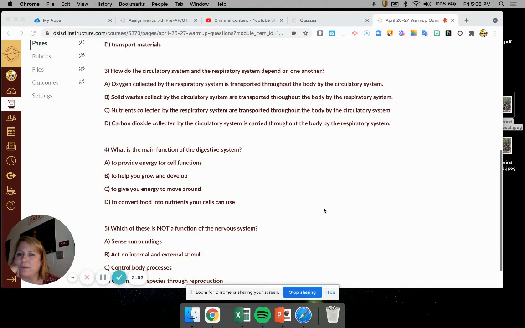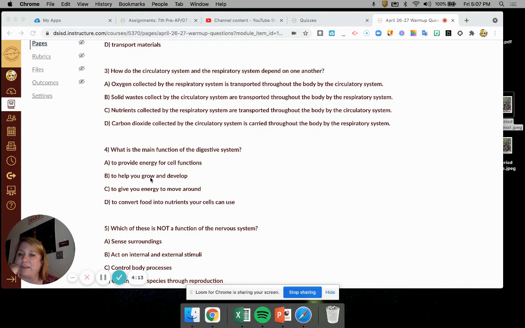Number 4, what is the main function of the digestive system? To provide energy for cell functions. Yeah, in a way. To help you grow and develop. Yep, those are cell functions. To give you energy to move around. Yep, it does all of those things, but that's not its primary function.